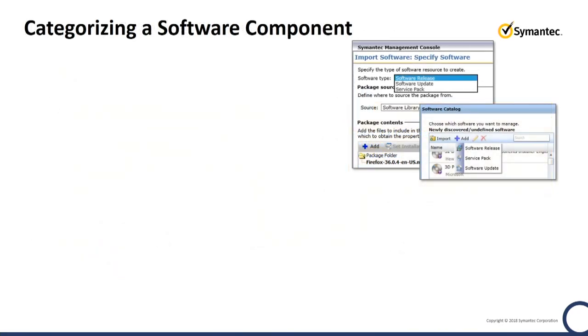And then you categorize it. So this is the next screen. Tell it exactly what it is. If you made a mistake and you called it a release instead of an update, you can come back in here and use the drop-down.